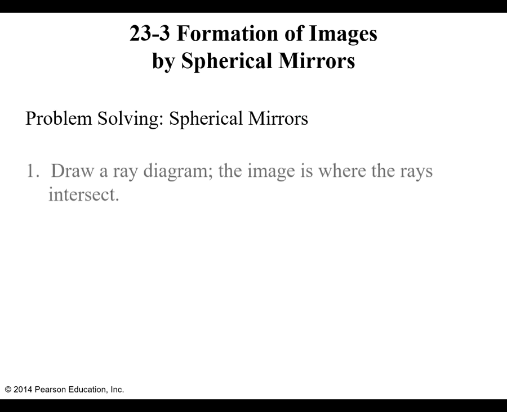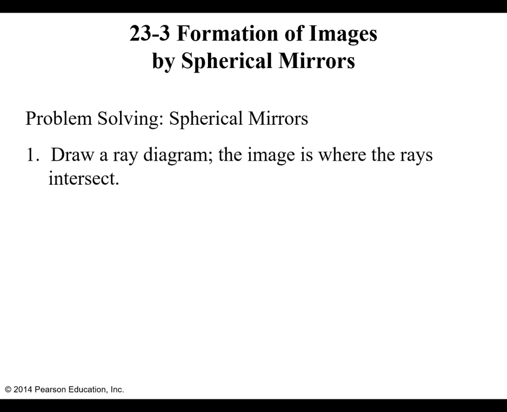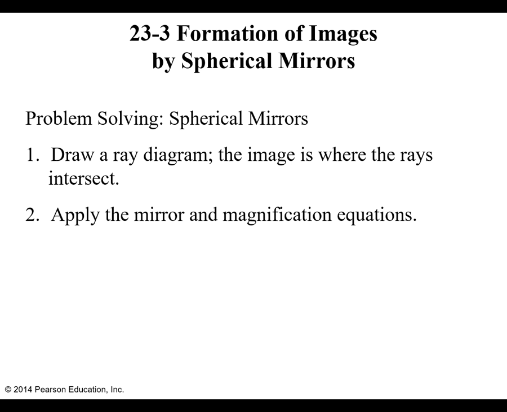So how do we solve problems with spherical mirrors? The first step is to draw a ray diagram. This gives you a good general idea of where the image is and whether the image will be upright or upside down, real or virtual, larger or smaller. So it gives you a good beginning step. The second step is to apply the mirror and the magnification equations. Doing this week's lab, you will be able to see all of this in action. You'll be able to see how all of these equations work.